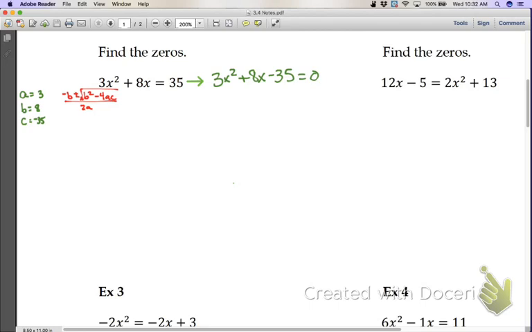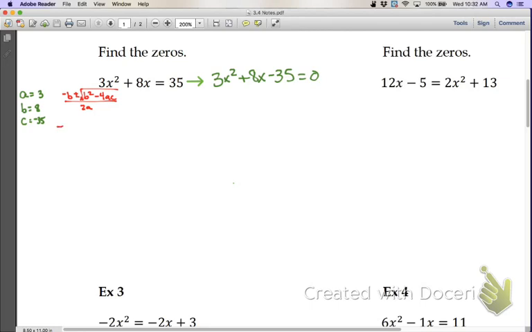Now, what I would tell you with the B, don't call it a negative, call it the opposite. Because if you get into the habit of calling it a negative, then you're always going to want to make it negative. But if it starts out as a negative, then it's going to obviously change as a positive. So opposite of B, what's the opposite of positive 8?